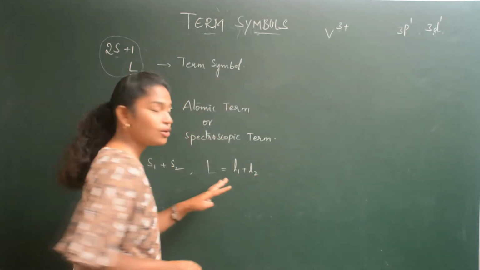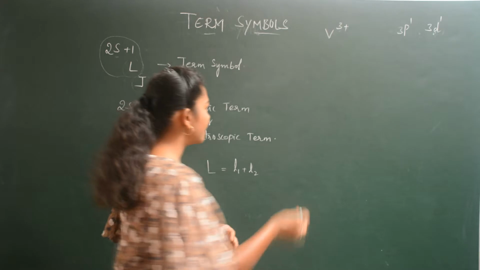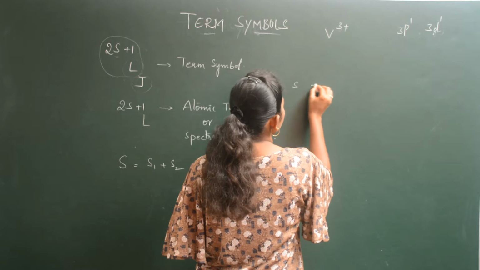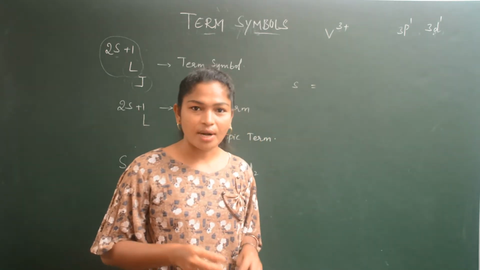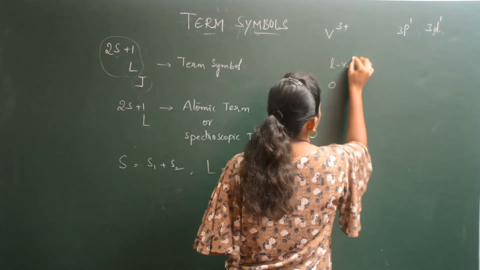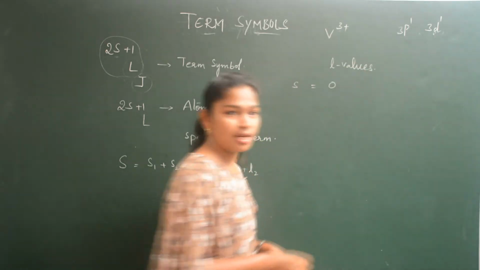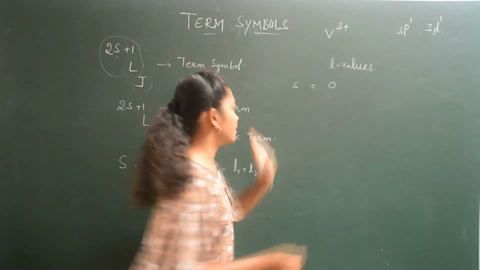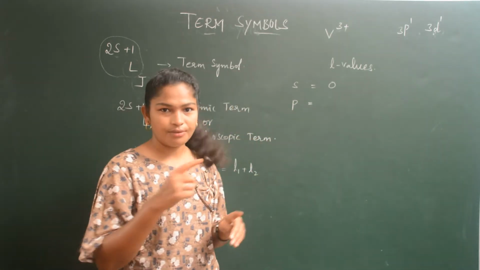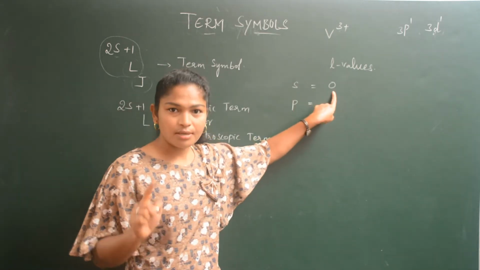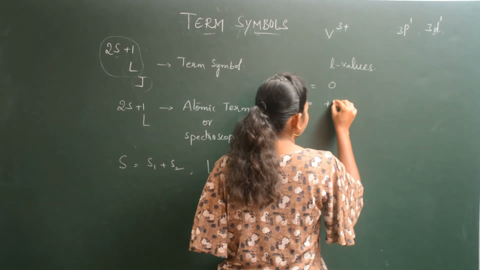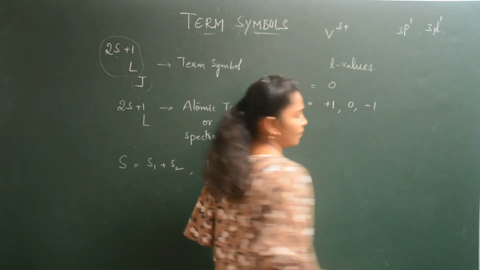So what are the azimuthal quantum numbers for different orbitals? For S orbital, the possible value of the azimuthal quantum number is 0. S has only 1 orbital, and the L value will be 0. For P orbitals, you know that P has 3 orbitals, and the possible L values are plus 1, 0, minus 1.